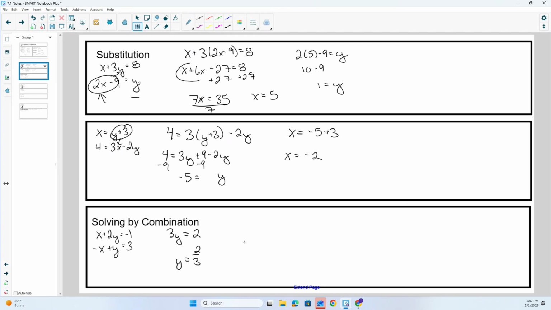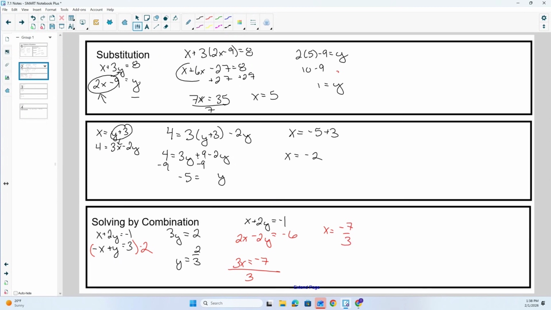Now, I know we don't like fractions. We could actually go back and fix this a little bit. What if I were to multiply the bottom one by negative 2? Let me change colors. What if I were to multiply this one by negative 2? That would give me 2x minus 2y equals negative 6. And as you see, the y's cancel, and then we get 3x equals negative 7. Divide by 3, and x is equal to negative 7/3.